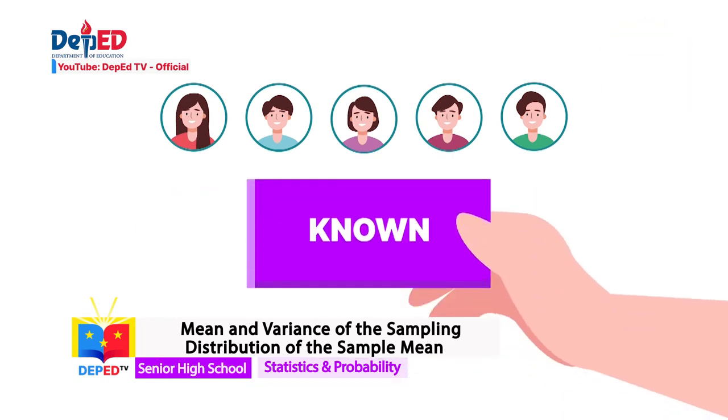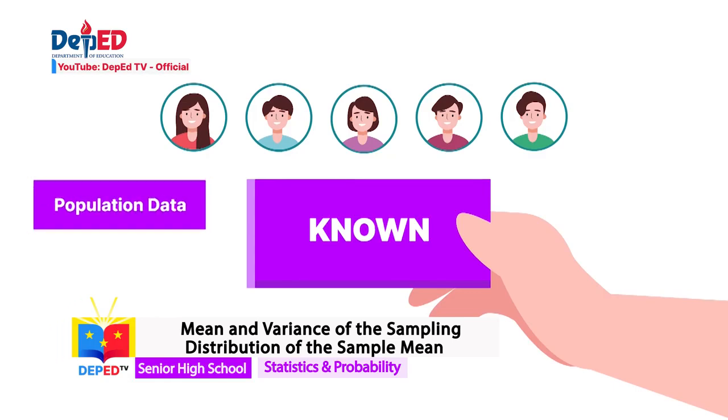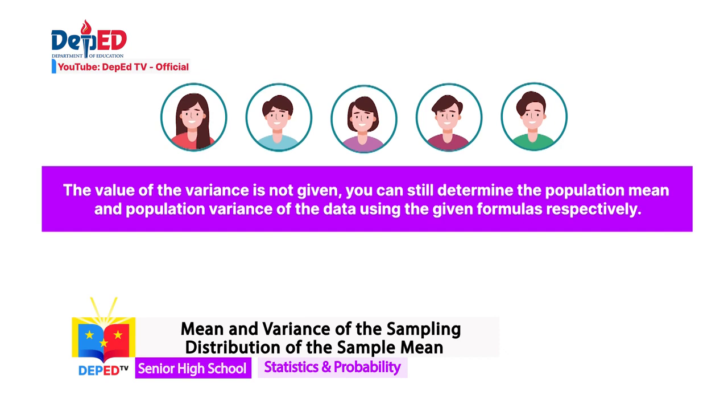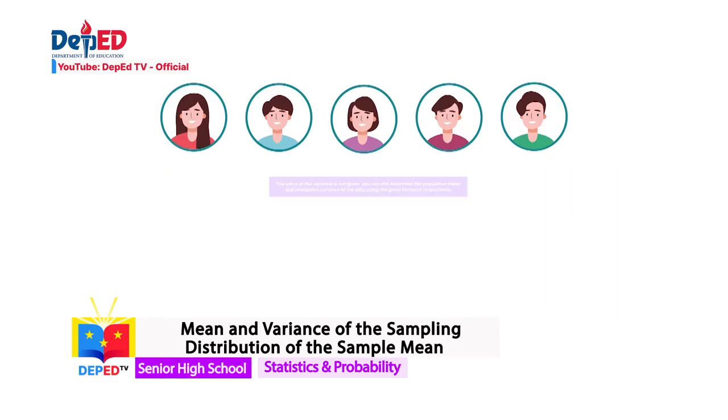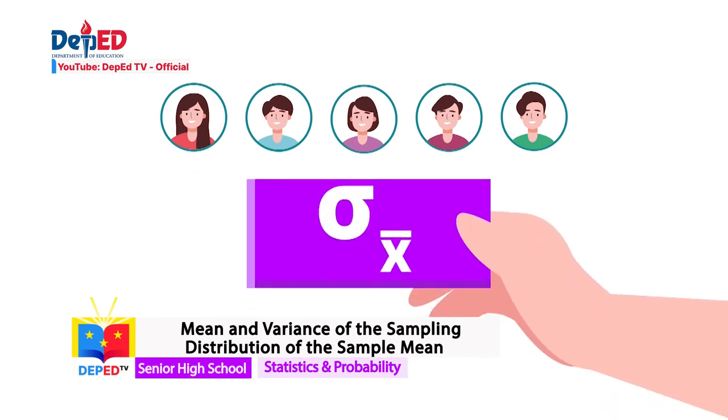If your answer is known, then your answer is correct. This is a population data. Although the value of the variance is not given, you can still determine the population mean and the population variance of the data using the given formulas, respectively. So this situation is an example of the sampling distribution when the variance is known. Since the population variance can be calculated, we can use the given formula for the computation of the standard error of the mean.